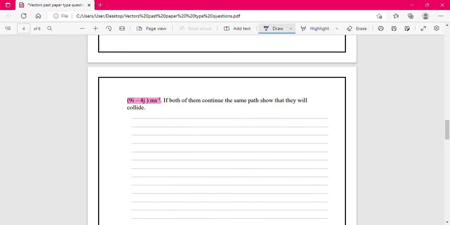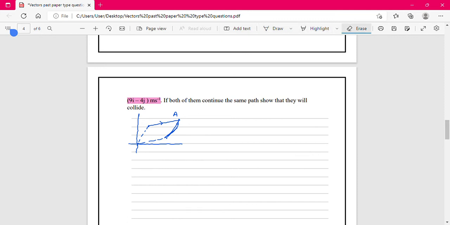So I'll just explain this by drawing a simple sketch here. Suppose the boat is initially at some point here and then it is moving with a constant velocity, say in this direction. It comes to some point A here. Now the yacht is at some point here and it is moving with a constant velocity. Now if both of them will collide, then what will happen?